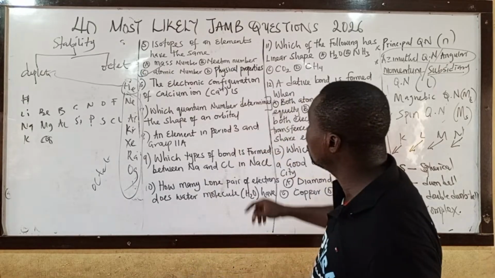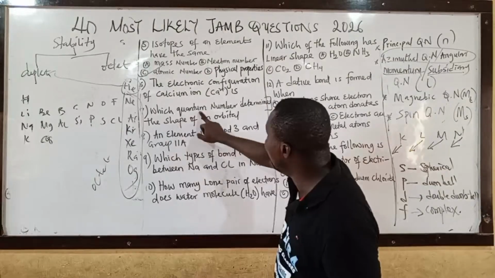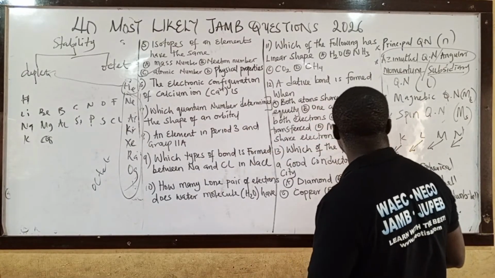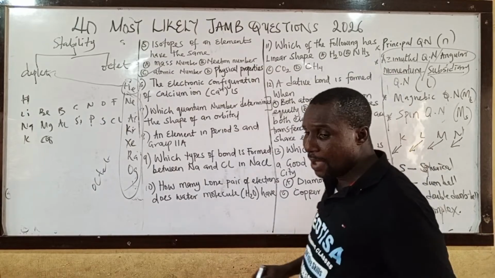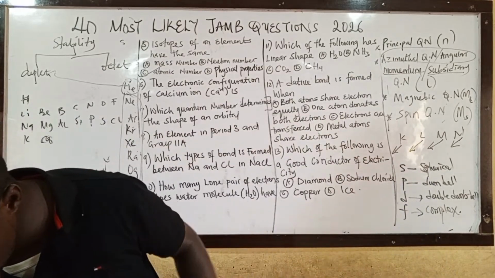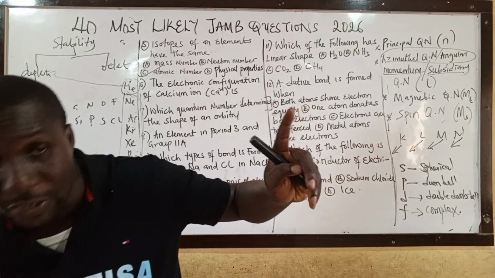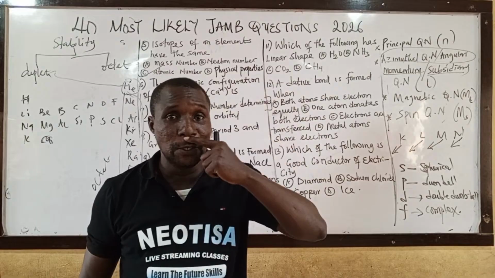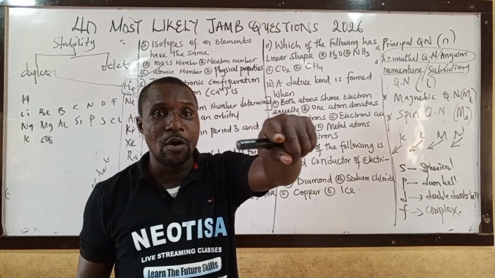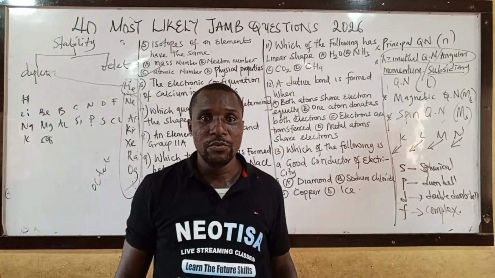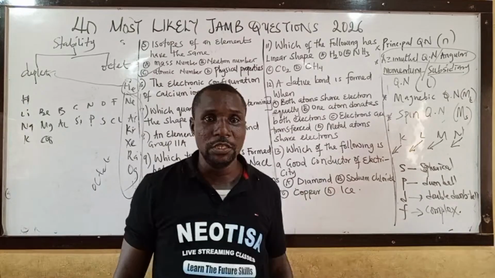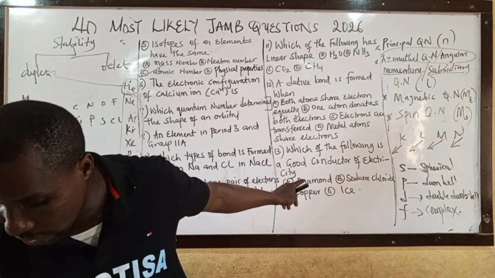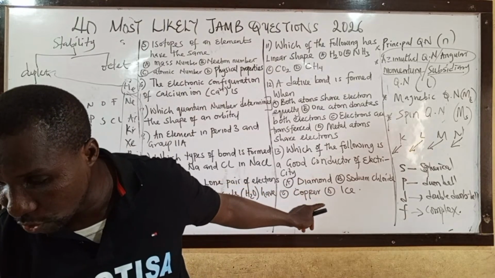Then the question is, which quantum number determines the shape of an orbital? The answer is azimuthal quantum number. That is option D in the question. You people have gotten the question PDF we sent to you, it will be in the comment section. People on the WhatsApp group, you've gotten the question before. The answer to that question is azimuthal. That is option D.